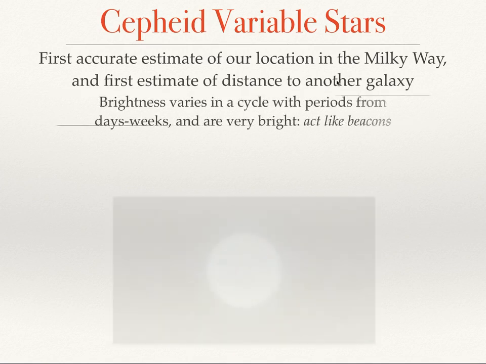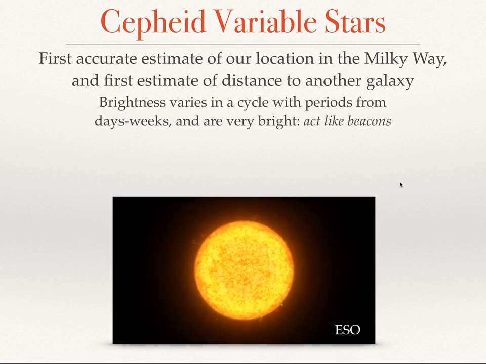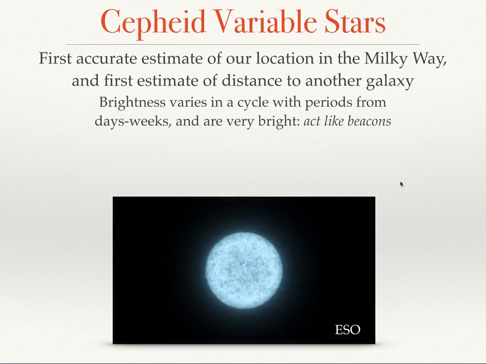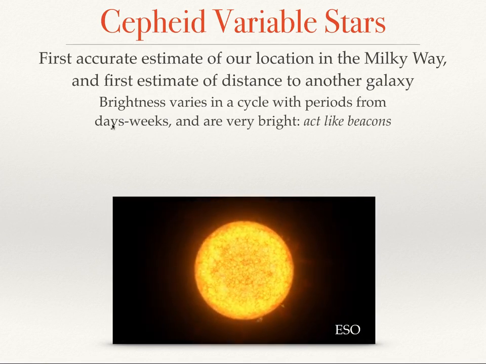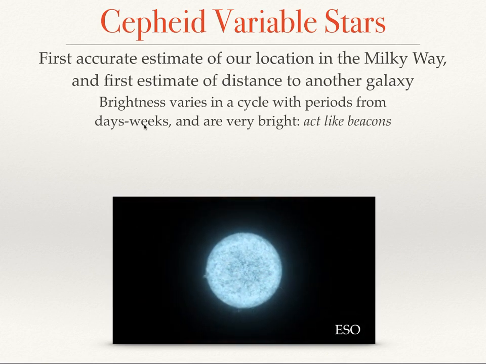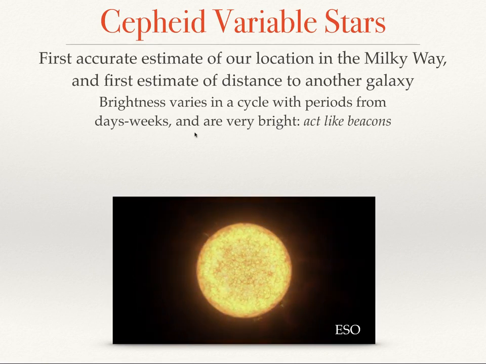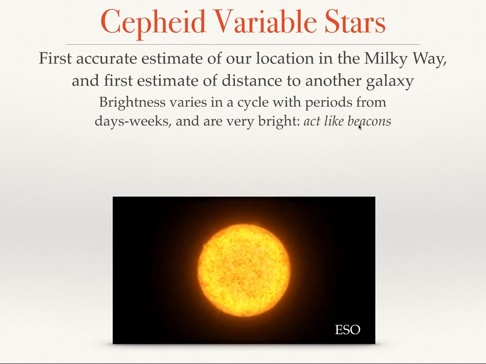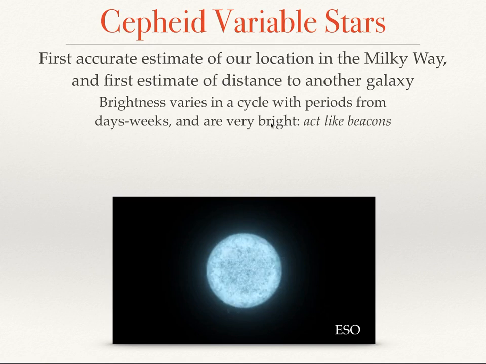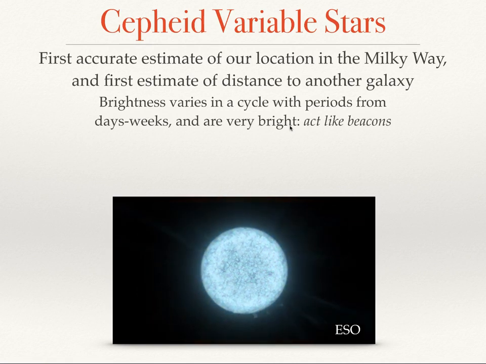So Cepheid variables are, as the name suggests, variable stars, of which there are many kinds, stars that change in brightness for various reasons. In the case of a Cepheid, the brightness varies in a cycle with a period that ranges from a few days to weeks, even a month or two. And these things can be extremely luminous. And the fact that they vary in brightness in a characteristic way makes them act like beacons. They're so bright and they almost flash in real time. We can therefore make them out in galaxies that are far away.